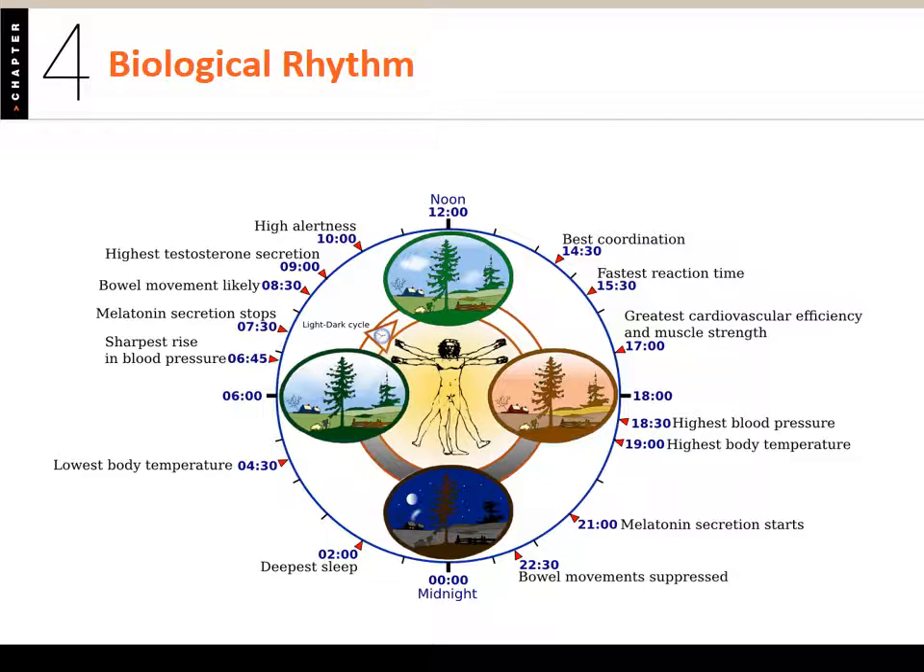Then 6:30 is your highest blood pressure, and 7 o'clock is your highest body temperature. At 9 o'clock, the melatonin secretion starts, making you sleepy. About 12:30, bowel movements are suppressed. Your deepest sleep is about 2 o'clock, and your lowest body temperature is about 4:30. That's why some of you wake up cold. And then it starts all over again at 6. That's a typical biological rhythm.